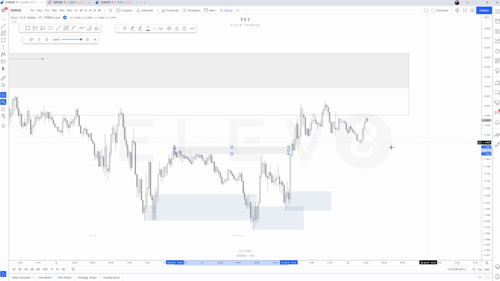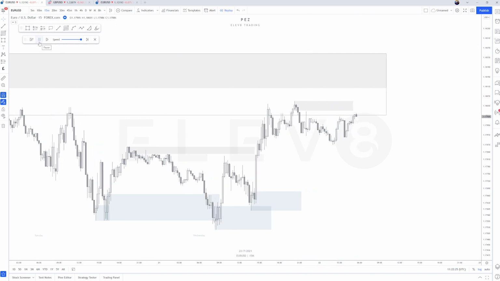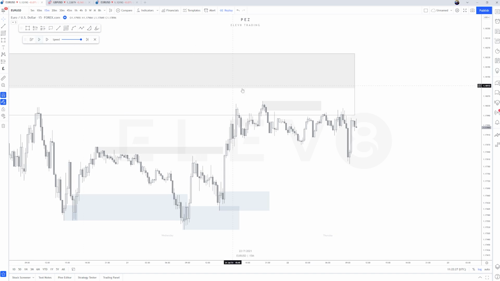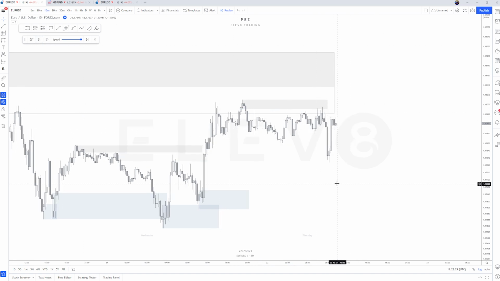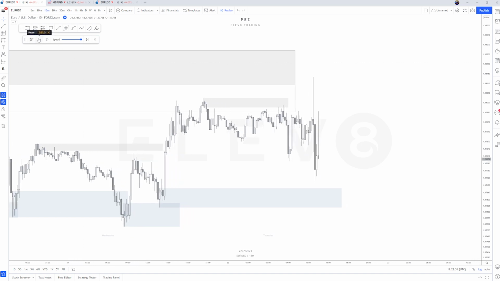Okay, so as you can see, we came up into here and we have this whole range here, which is our supply range. We can then refine that down to this candle here. Okay, so price is tapped in and then came off. We still have this demand down here, which price can trade into, or it could come higher.